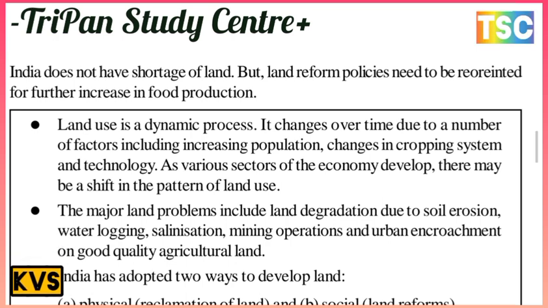The second point is also important. The major land problems include land degradation due to soil erosion, waterlogging, and salinization, and mining operations and urban encroachment on good quality agricultural land. Another important point: India has adopted two ways to develop land. First, physical reclamation of land, and second, social land reform. This is the most important point.